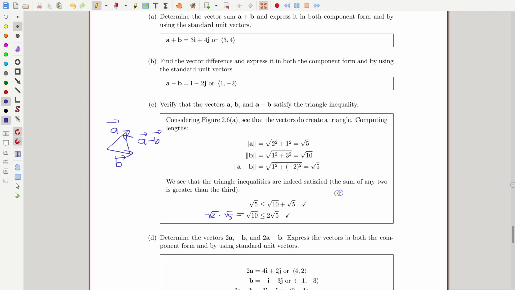And then you certainly have that root 2 is less than or equal to 2. It's actually less, because root 2 is approximately 1.4 versus 2. So that's how we can do that mentally. We don't need to reach for a calculator to do that.